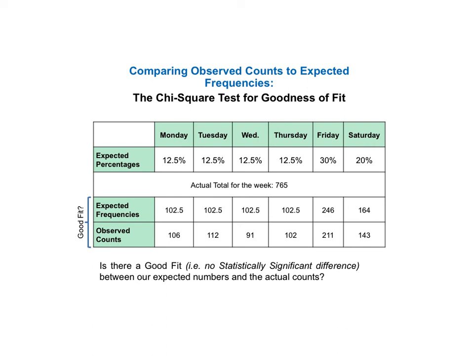If we multiply the weekly total by each of the daily expected percentages, we get the expected frequencies. These are not integer counts. We can't tell by just eyeballing these numbers whether or not there is a good fit between our expected frequencies and the actual observed counts. However, the chi-square test for the goodness of fit does do this.